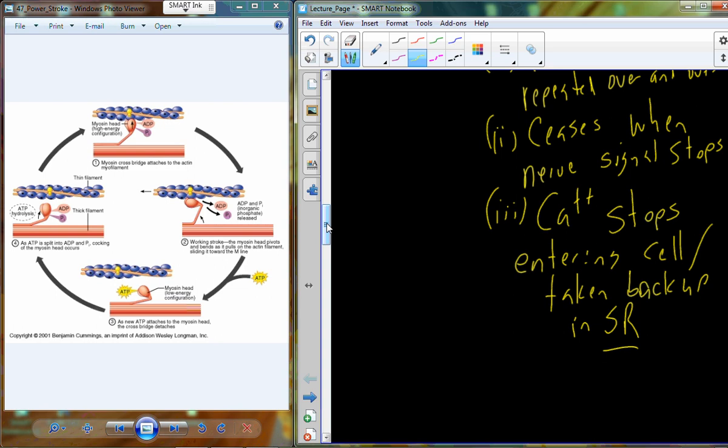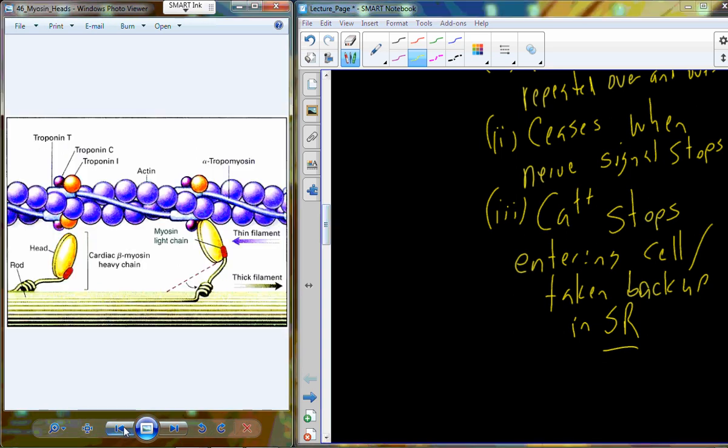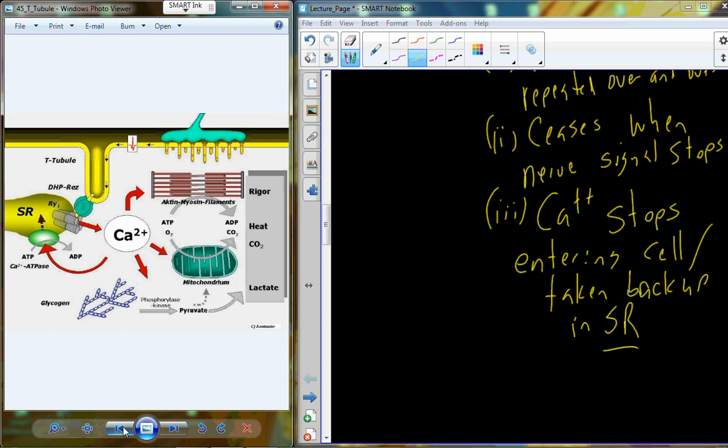So calcium gets taken back up into the sarcoplasmic reticulum. So let's go back to this. This is kind of a whole context.